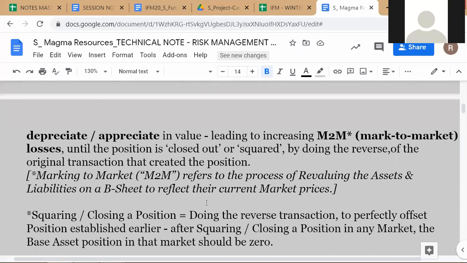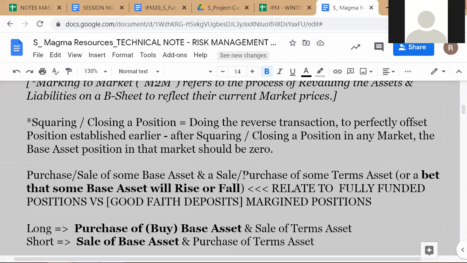Okay, M2M losses you already know. Squaring and closing a position, that also you know what that means. Okay, so this is basically the thing.